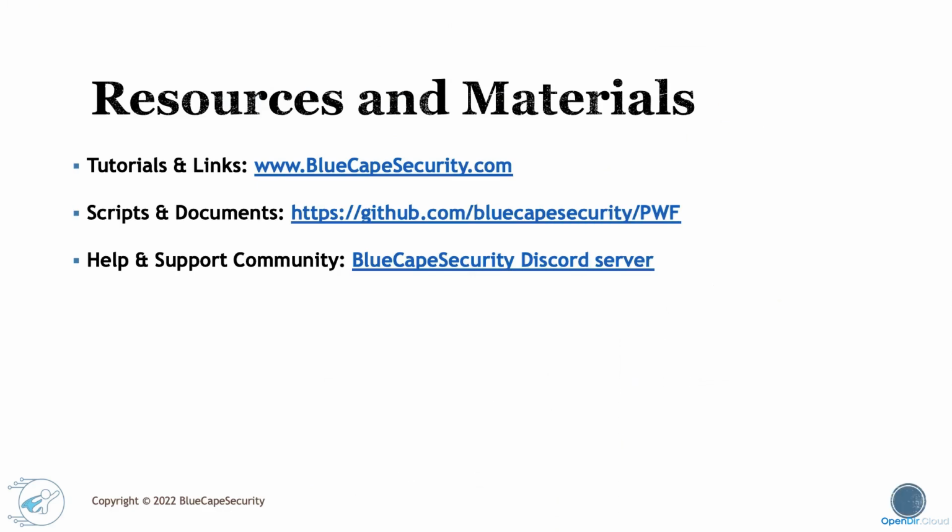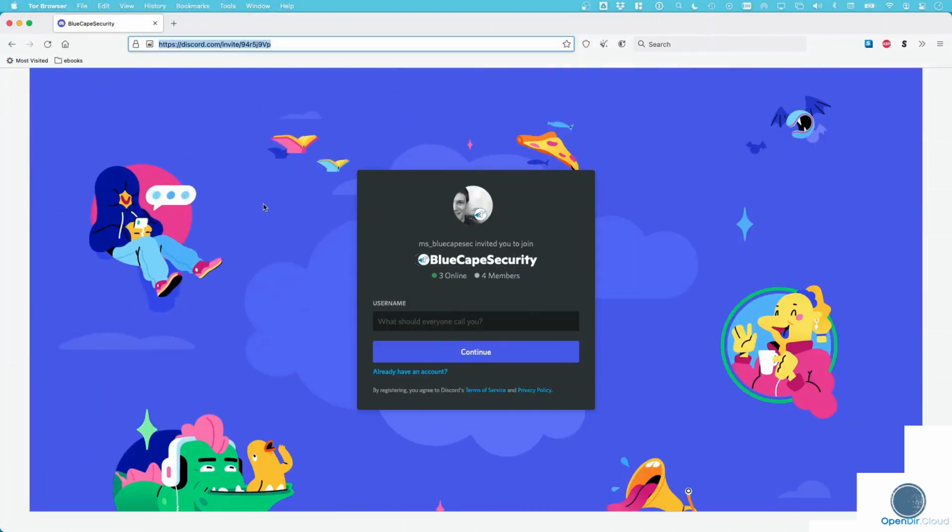And then lastly, if you're looking for help and support, there's a Discord community. There's the Bluecape Security Discord server that you can join, and I definitely encourage you to do so. If you have any questions or feedback, comments, concerns, I'm more than happy to see those on the server. Once you click on the link, you should be seeing something like this, where you can then join the Bluecape Security Discord server. And within the server, there will be a section just dedicated to the Practical Windows Forensics course.